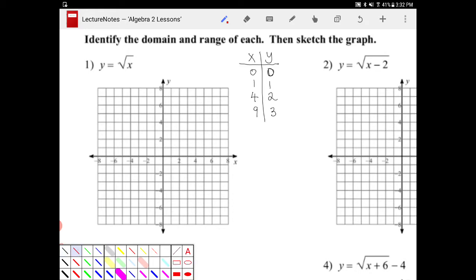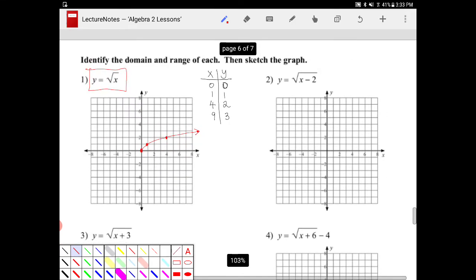So how is this square root parent function going to look? Well, it's going to look like this. 0, 1, and then at 4 it's 2, and then at 9 it's 3. So I'm off the grid, and that's okay. It's going to look like this. Whenever we're graphing these square root functions, understand that the parent function is going to look like what we just accomplished here, and we're going to apply the transformation of the function just in the same format as we did before.